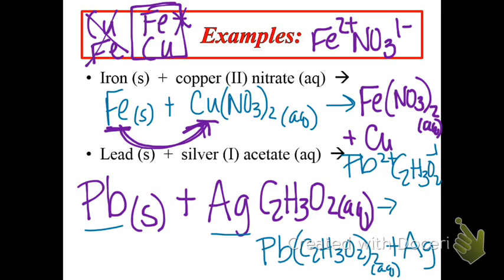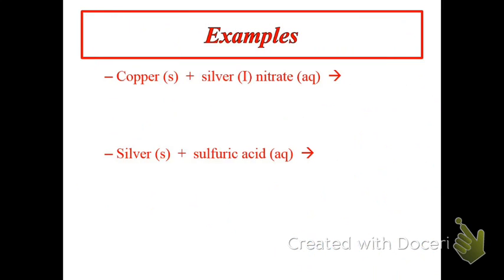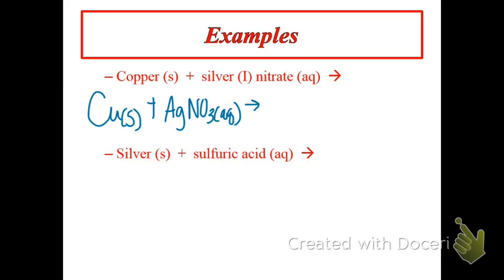Alright, last two examples. You have copper plus silver nitrate, aqueous. Okay, now, so we have to compare silver and copper. So if copper is higher on the chart, then we're going to switch, which in this case it is.